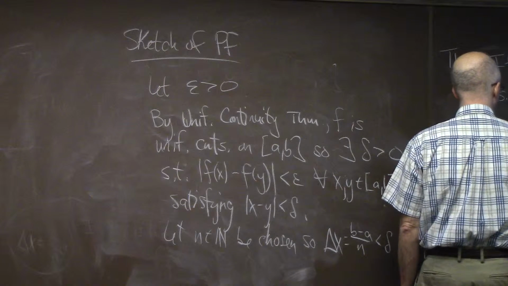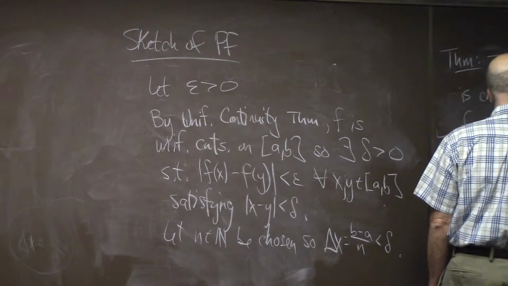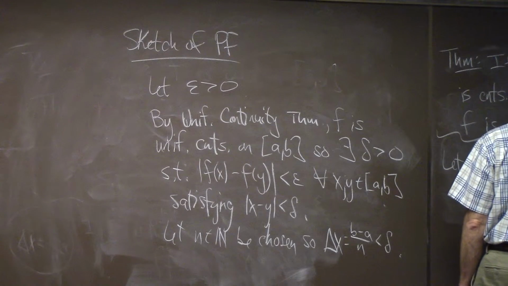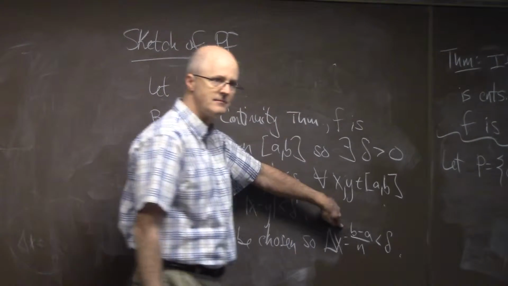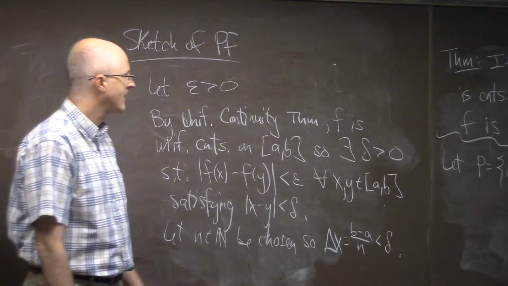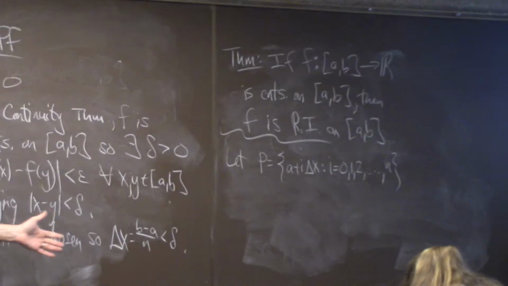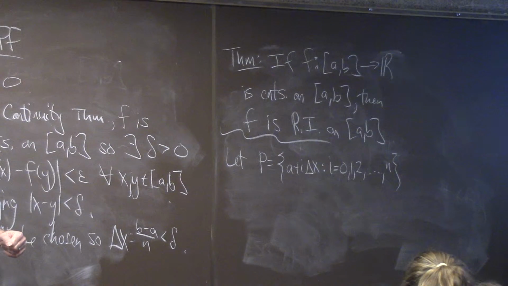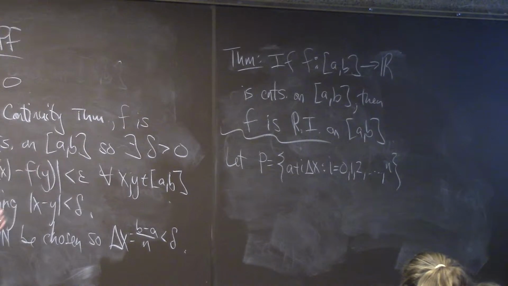Points of the form a plus i times delta x, where i starts at 0 and goes up to n, where n is that integer that I picked to make this true. That is a partition of the interval from a to b, where the delta x's are all the same, and they're all less than the given delta, which was chosen by uniform continuity.